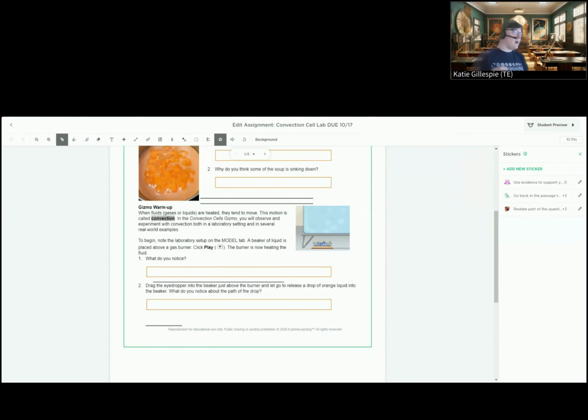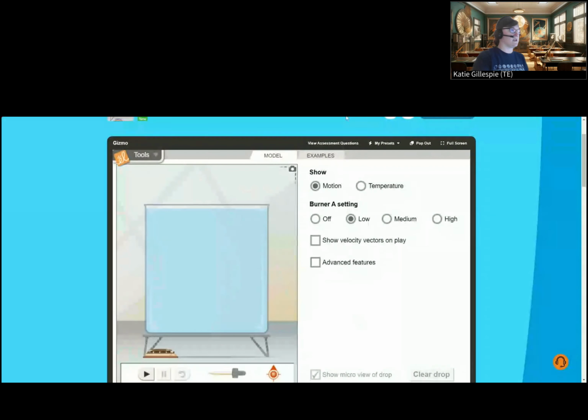Okay. To begin, make sure you're in the model tab. There is a beaker of water, or liquid. Okay, so make sure you're at this screen, and it says click play. What do you notice? You can see those molecules moving about in there. What do you notice with this?